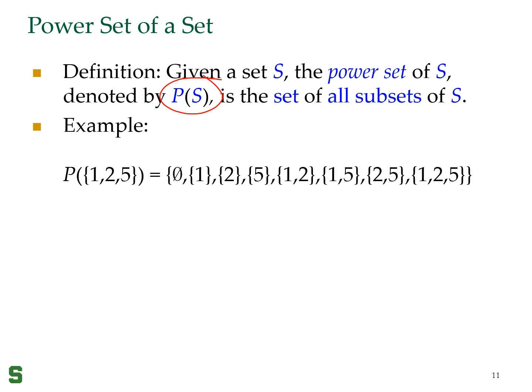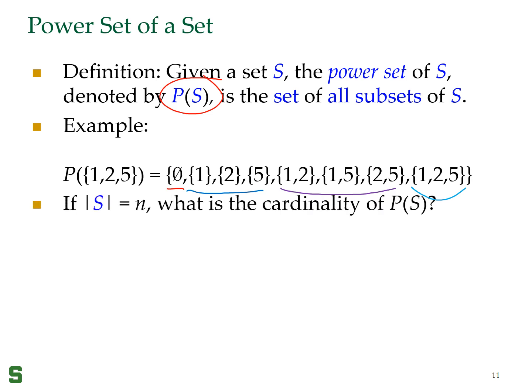So for example, if I take the set as 1, 2, 5, then the power set of it contains 8 different sets. We start with the empty set, then we have 3 singletons, then we have 3 sets with 2 elements each, and then we have one that has all 3 elements in the set. One observation we can make is if the cardinality of set S is n, then the cardinality of the power set is going to be 2 to the power n.